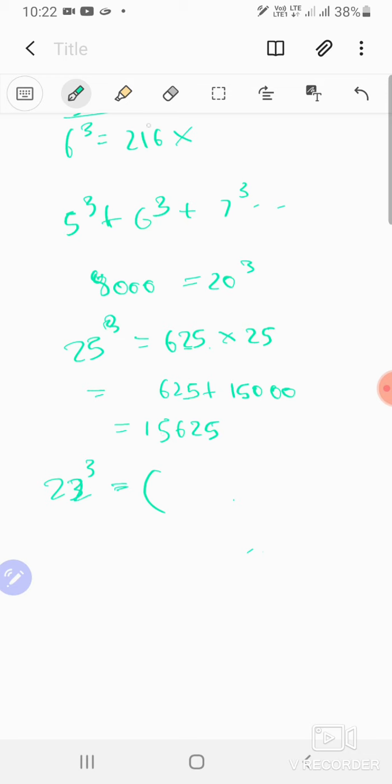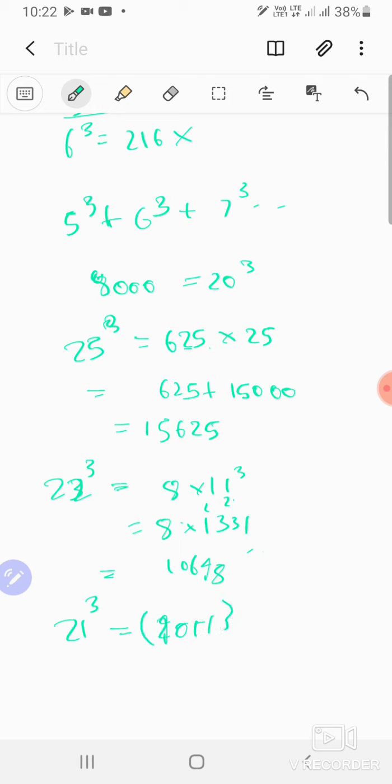22 cubed is equal to 8 into 11 cubed. It's 8 into 121 into 11, which is 1331, times 8, which is 10648. Okay, fine. So this is just barely bigger than 10,000. So let's look at 21 cubed. Why didn't we first check 21 cubed itself?